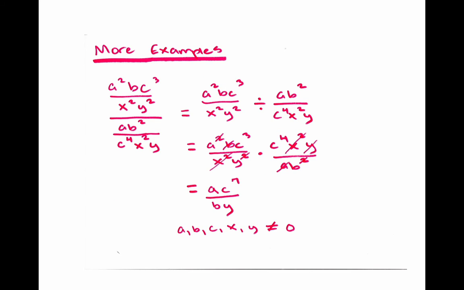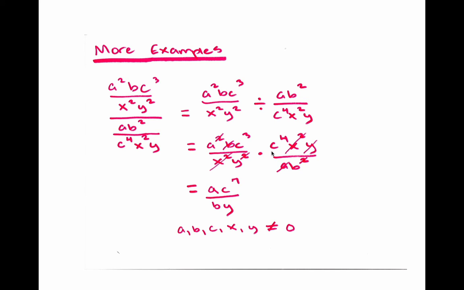Okay, so I'm going to do a couple more examples. So this one just has a lot of different variables multiplied together, which might look a little intimidating. So another way we might see this is in this form, which we can just take and rewrite into this form here, which makes it a little easier to understand how we need to multiply by the reciprocal. So we're going to multiply by the reciprocal, so the ab squared goes in the denominator, and the c to the fourth x squared y goes in the numerator.